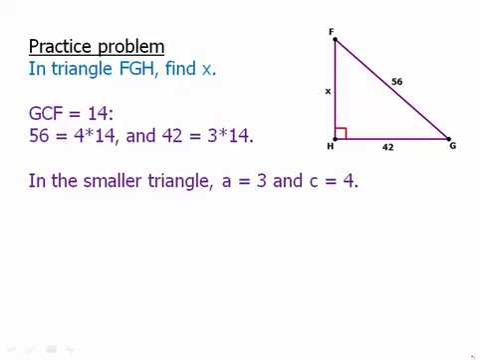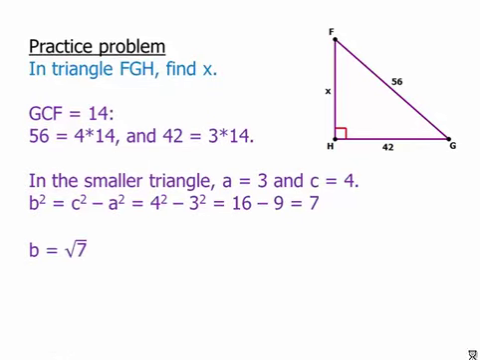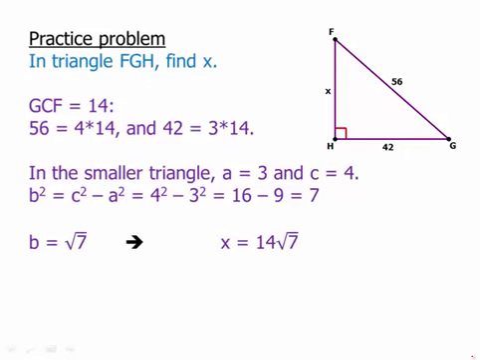Notice this is not a 3, 4, 5 triangle because the hypotenuse is 4. Instead, what we have is b squared equals 4 squared minus 3 squared, 16 minus 9, which is 7. So b would be the square root of 7. And then we just scale back up by the factor of 14. The greatest common factor is the scale factor. We scale back up and we get that x equals 14 root 7.